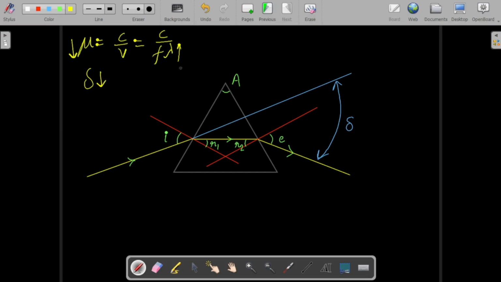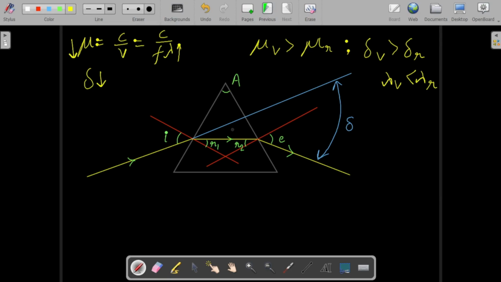And we can conclude from this that mu of violet light is greater than mu of red light, which results in delta for violet being greater than delta for red light. And we know that lambda for violet light is least compared to the lambda for red light. So all of this is related by this equation.